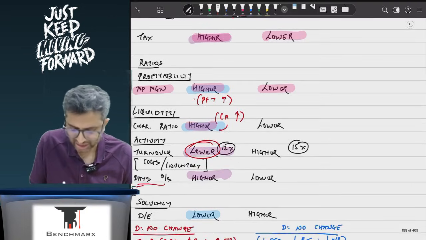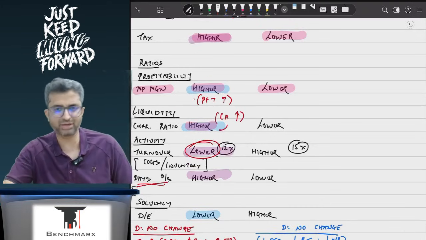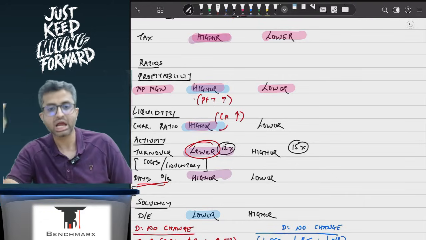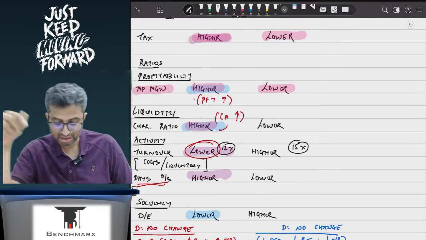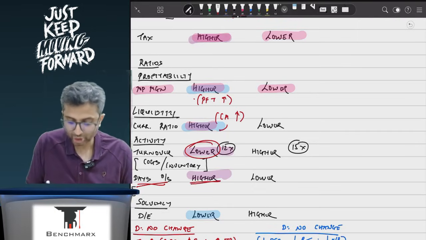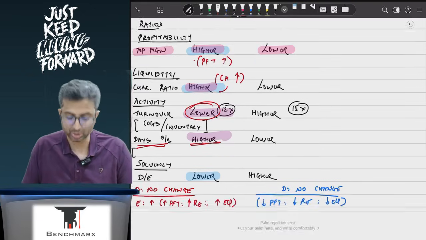Okay, days outstanding, this is the inverse. We'll do the ratios at the end, but if you remember, it is the inverse into 365 days. If you take the inverse, it is going to be opposite. So if the turnover ratio is lower, your outstanding days will always be higher.